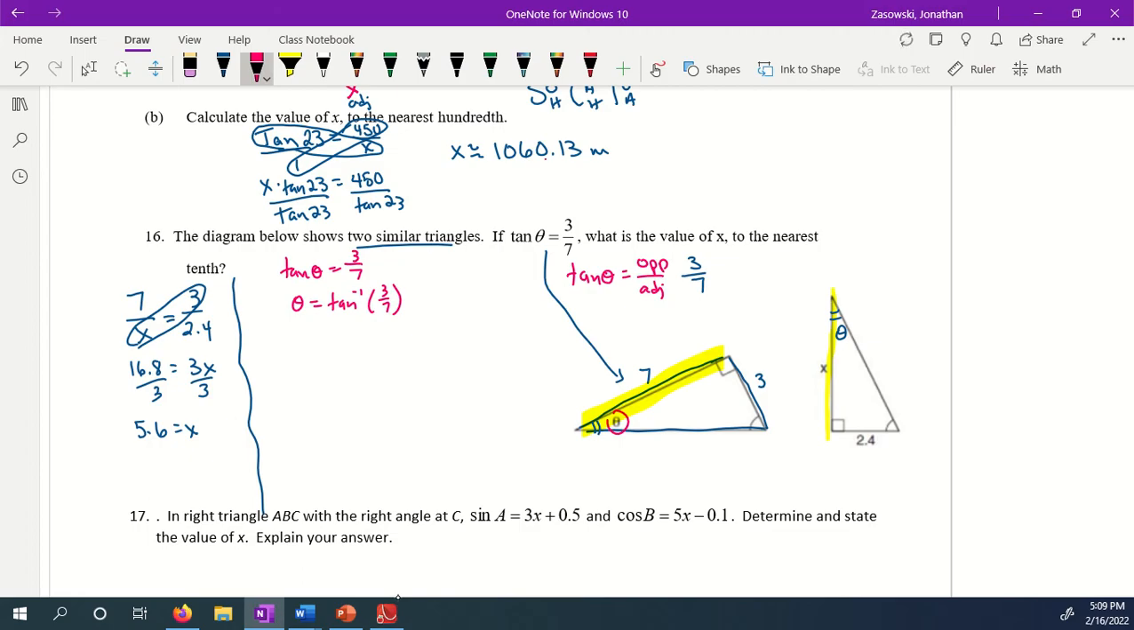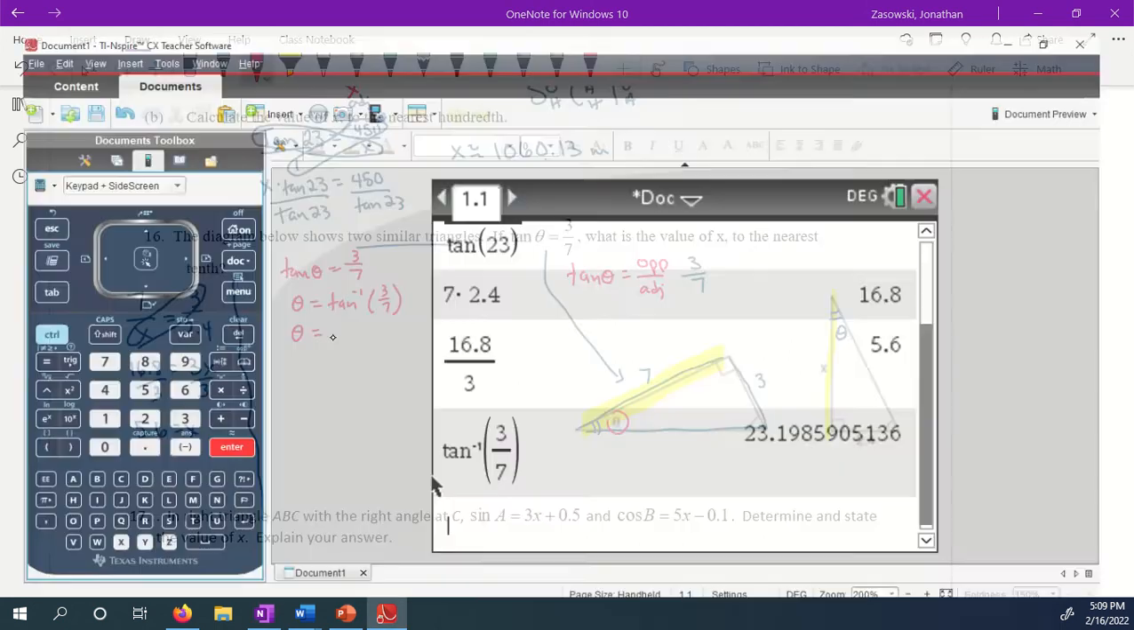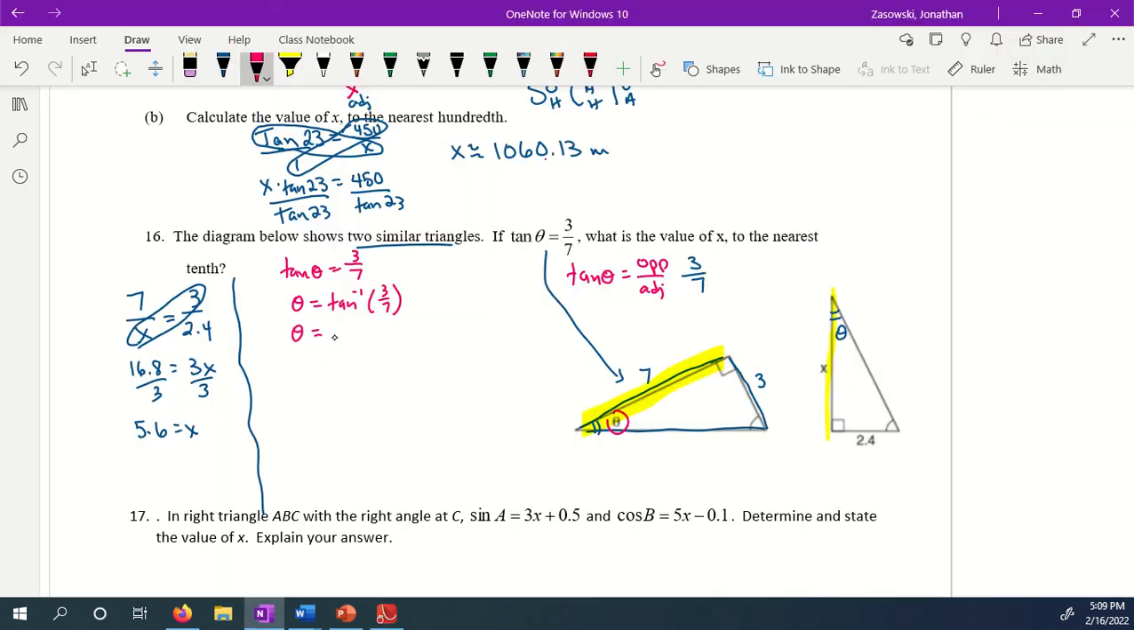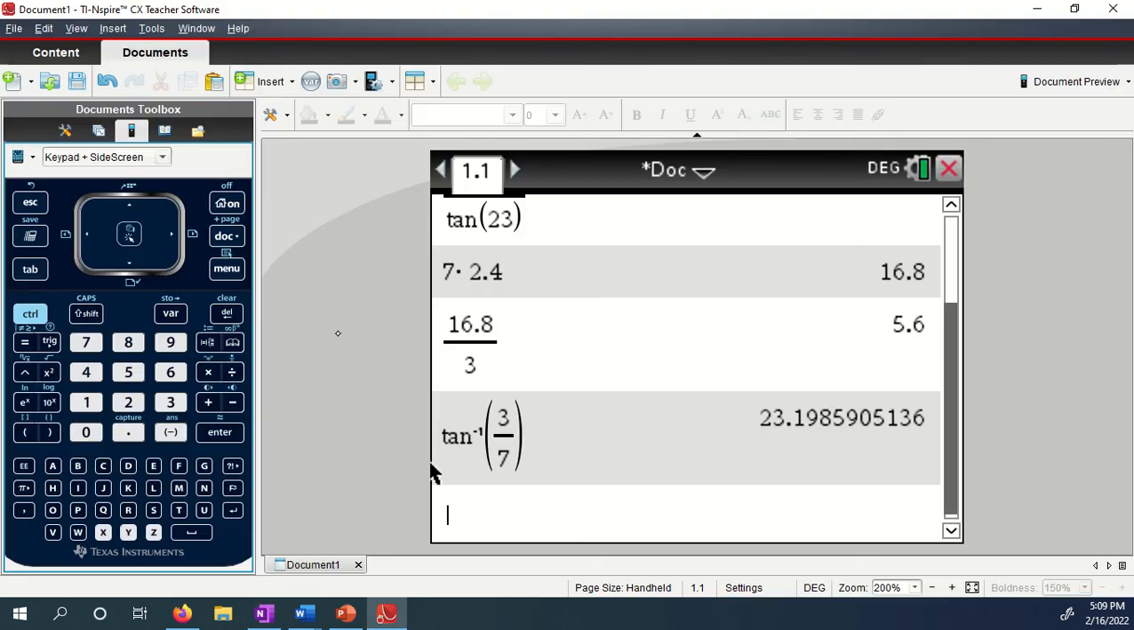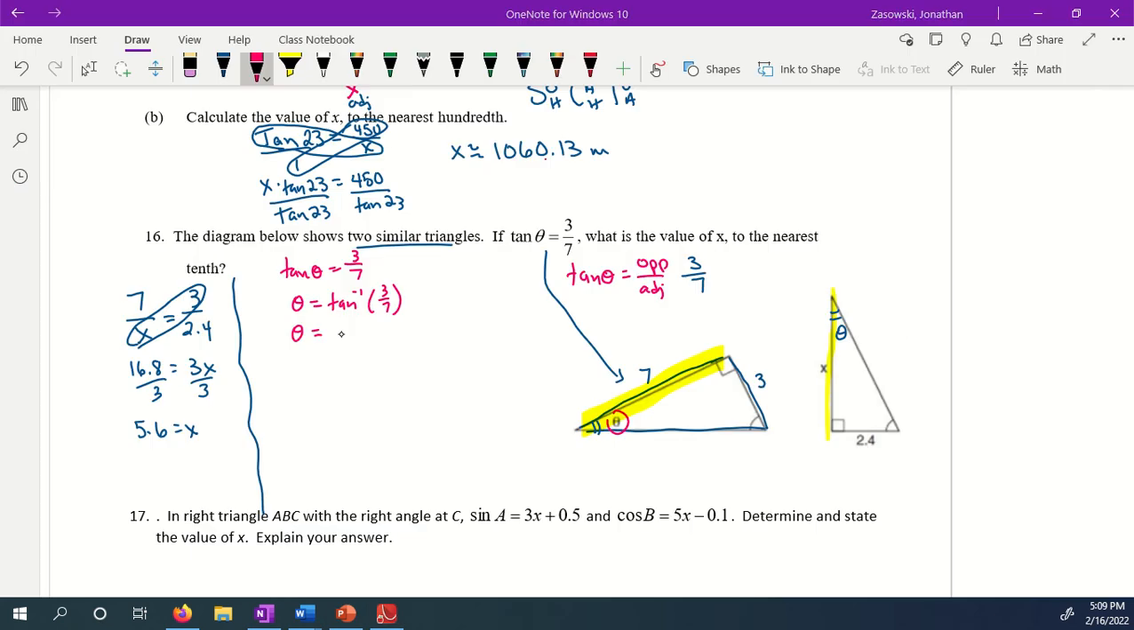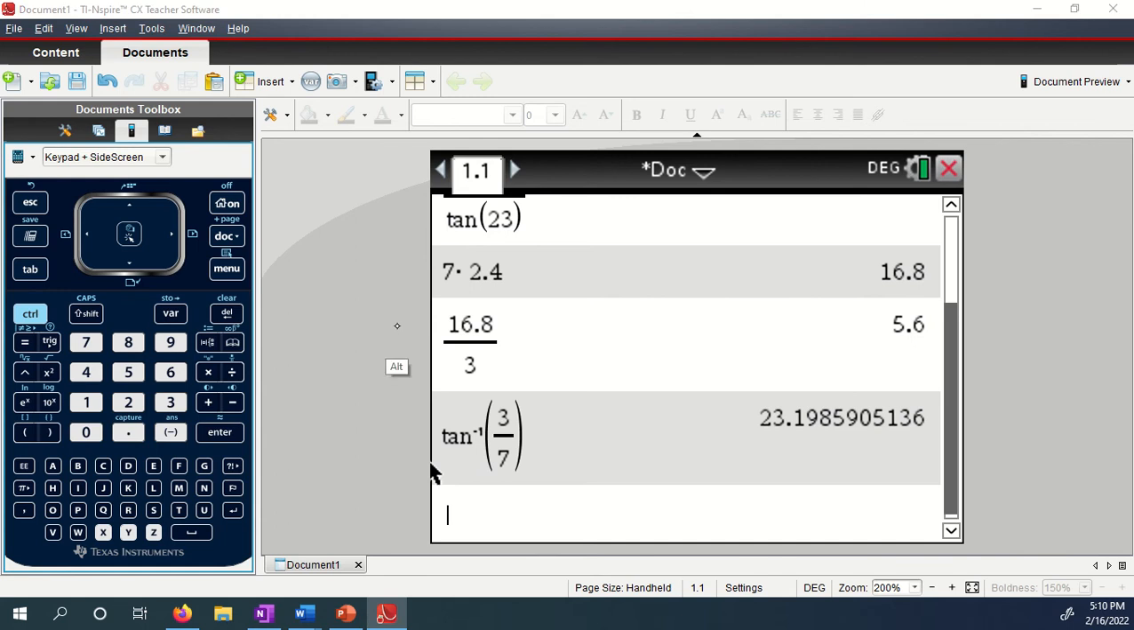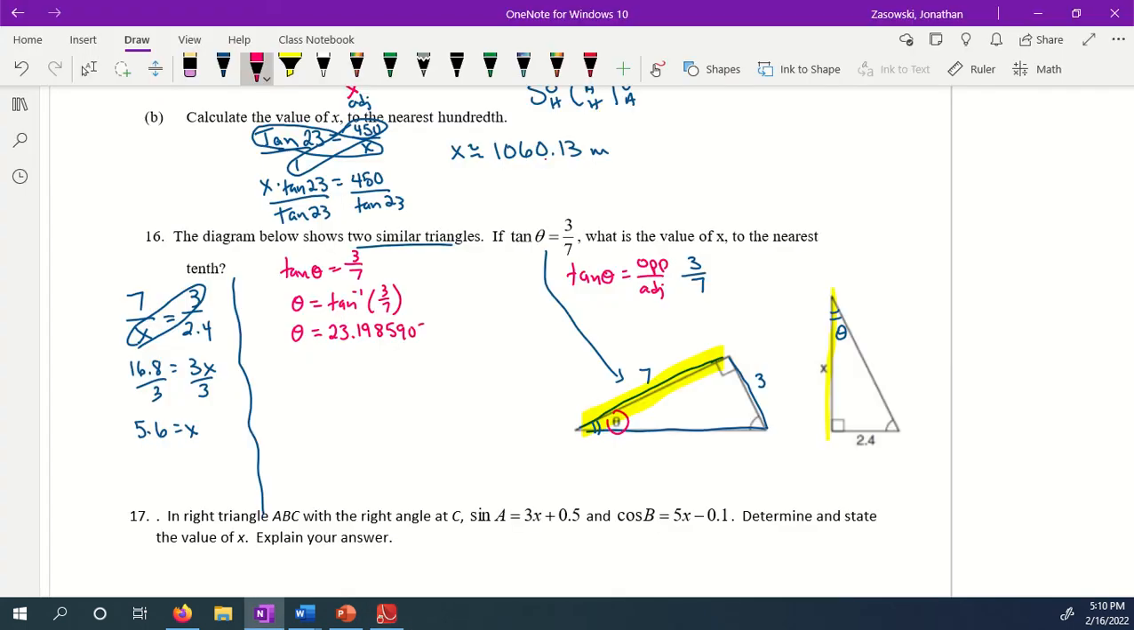Now, we shouldn't really round this. We kind of want to use this as is. So we can leave it as this, or we can write it out, 23.1985905136. We don't want to round this because if we round, we're going to get an incorrect answer. So now in this triangle, we're going to do the same thing.